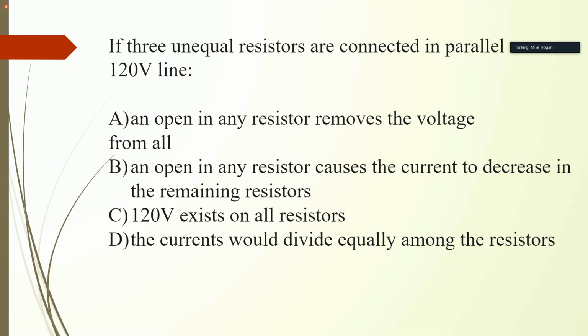Right? B, an open in any resistor causes the current to decrease in the remaining resistors. D, 120 volts exists on all resistors. D, the currents would divide equally among the resistors. What answer did you say? D, but I don't think it's D. Okay, so the currents would divide equally among the resistors. If the resistors were the same, then yeah, the current would be divided equally. But this says 3 unequal resistors, so it's not going to be D.